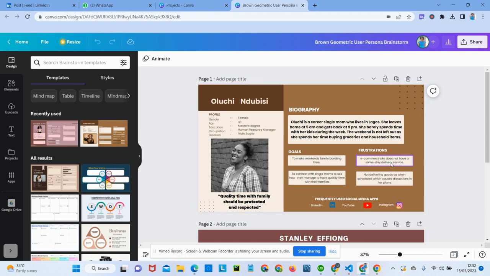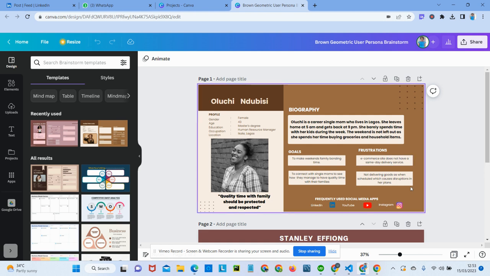And then what's her frustration? Her frustration is that she's not able to find e-commerce sites that deliver the same day, because during the weekends, if she's to stay at home, one of the things that can make that possible is if she can order on Saturday and get her things on that day. Another one is that even when they say they can do same day delivery, when they don't deliver the goods as they said they would, it also disrupts her plan. So these are her frustrations when it comes to these e-commerce site apps.